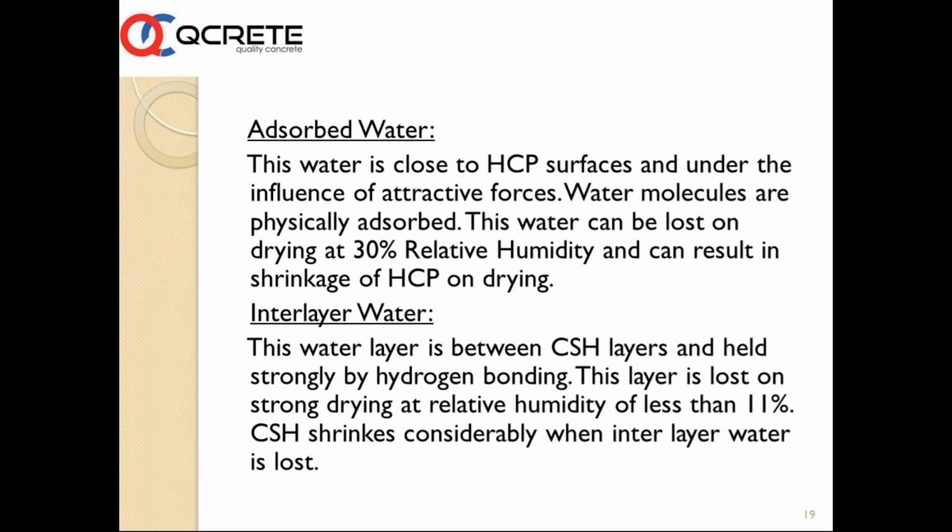The layers are like hollow tube-like things intertwined with various shapes, and the diagrams follow this. This layer of water between the layers of CSH is lost on strong drying, at relative humidity of less than 11%. That is in the case of fire, where the relative humidity can come down to less than 11% with rapid drying. Then the CSH shrinks considerably when interlayer water is lost.